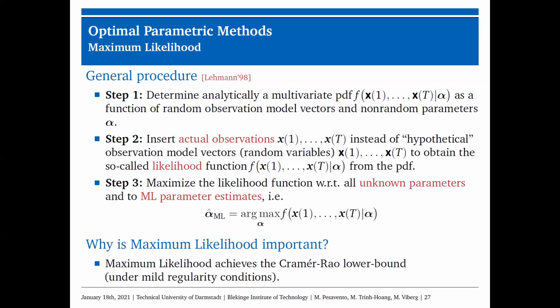But ML has an even more important property. Under mild regularity conditions, it will asymptotically achieve the CRB. Asymptotically can be thought of as up to first order. In other words, whenever the data contains enough information so that the estimation variance is small. This can be if the number of samples is large, if the number of sensors is large, or if the noise variance is small.